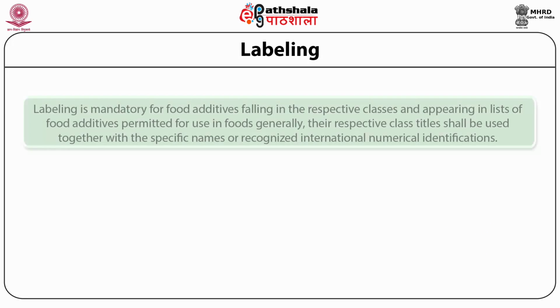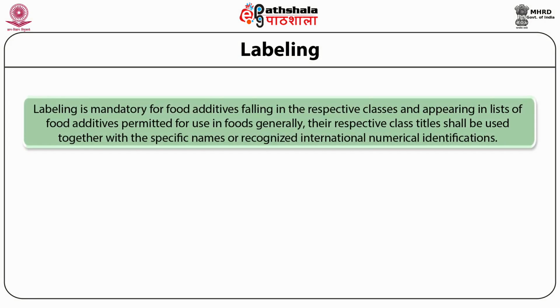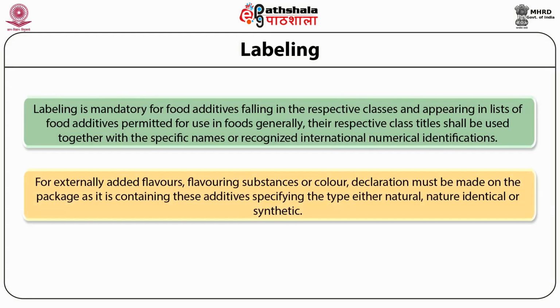It is very important to know that labeling is mandatory for food additives falling in the respective classes and appearing in lists of food additives permitted for use in foods. Generally, the respective class titles shall be used together with the specific names or recognized international numerical identifications. So it is a must to label whatever food additive is being added in that particular food with the name of that food additive, type of that food additive or with the coding system. And one more important point to be kept in mind is for externally added flavors, flavoring substances or color, declaration must be made on the package as it is containing these additives specifying the type either natural, nature identical or synthetic.